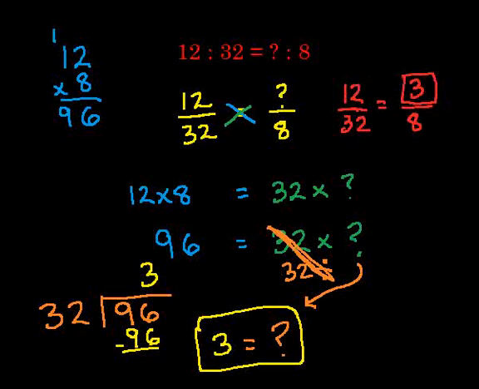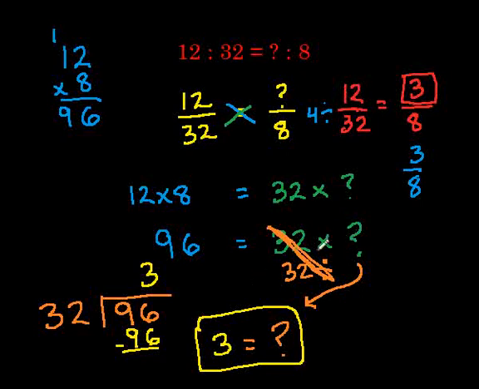The way I check this to see whether I got it right is to reduce 12 over 32 by 4. 4 divides into 12 3 times, and 4 divides into 32 8 times. So 12 over 32 does equal 3/8. So my answer, just for the missing part, was a 3.